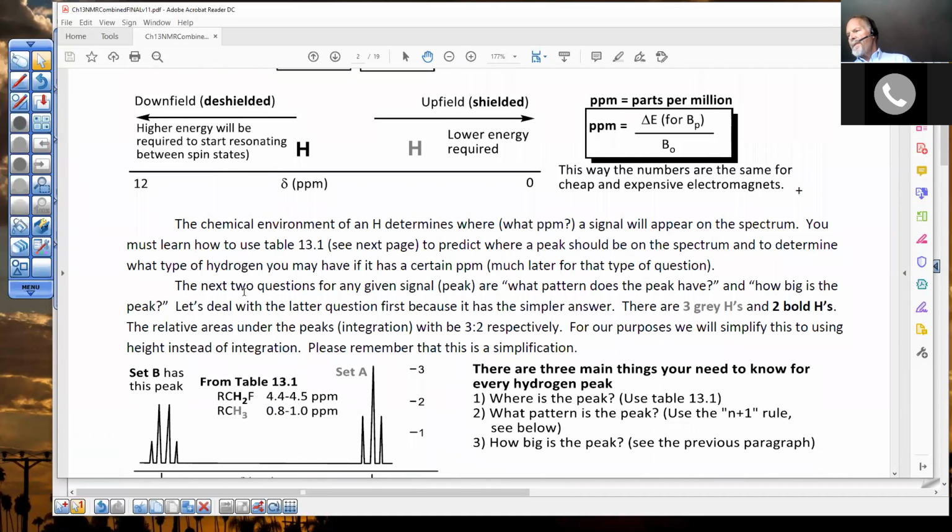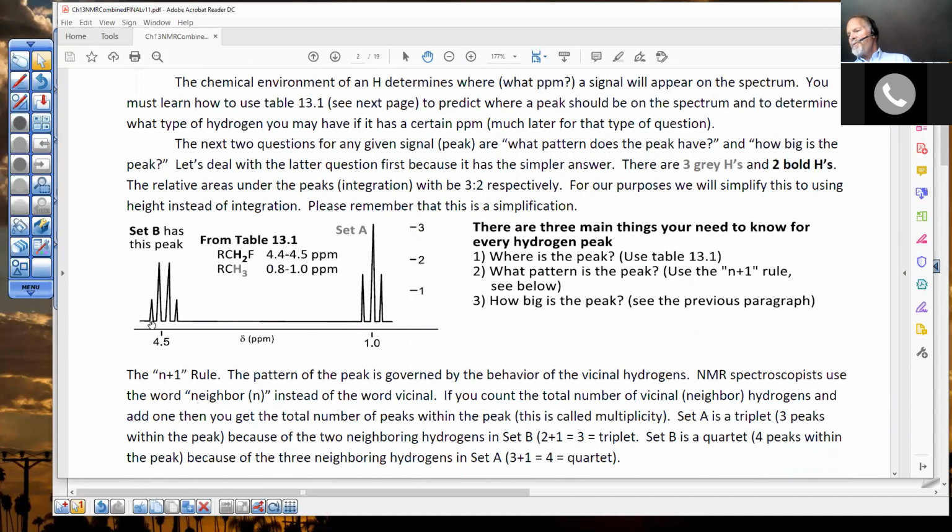Okay, so here's a little more information. Here's your ppms. Ignore the shapes of these. That's another discussion which we'll do in the second segment, which is coming up real soon. First segment, we're going to just focus on where the peaks are. That's 1 out of 3 questions. We're going to get 3 questions for every proton every time. I'll outline the questions right now. Where is the peak is question 1. What pattern is the peak is question 2. And how big is the peak is question 3.